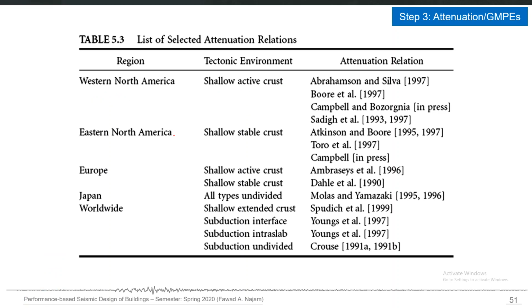For example, this table shows us the different attenuation relationships or GMPs proposed by different researchers for different regions and different tectonic environments. So for example, for Europe you have these and then you also have these GMPs. The list is very long because new versions or new GMPs keep on coming as new earthquake data is being recorded.